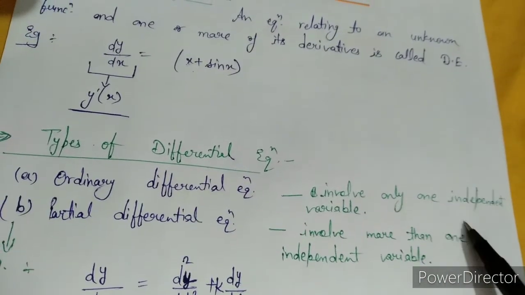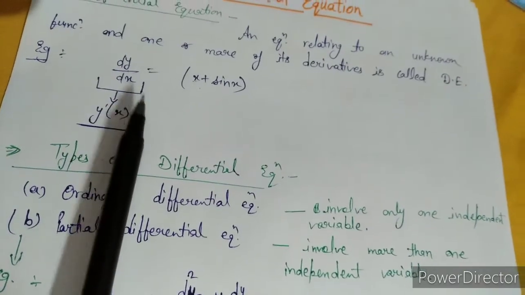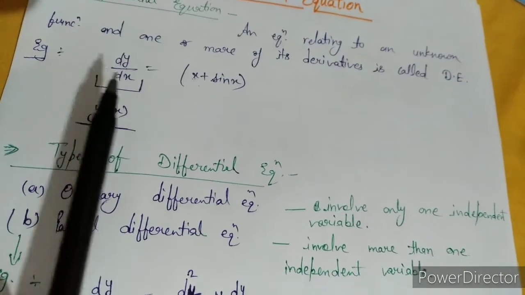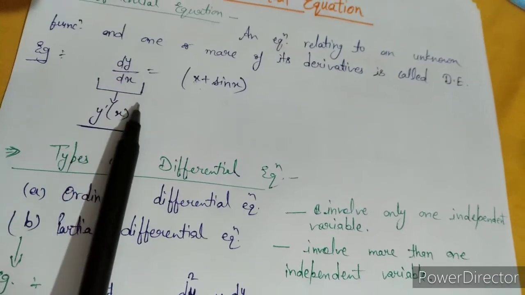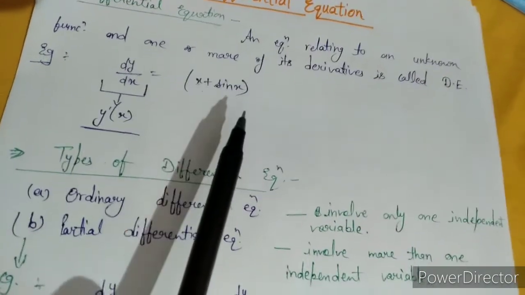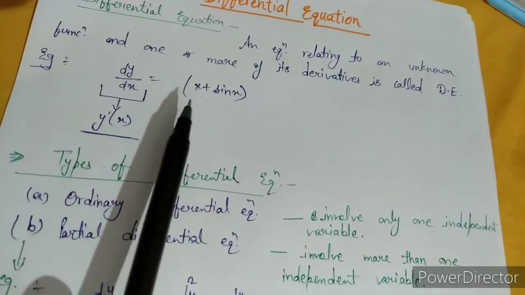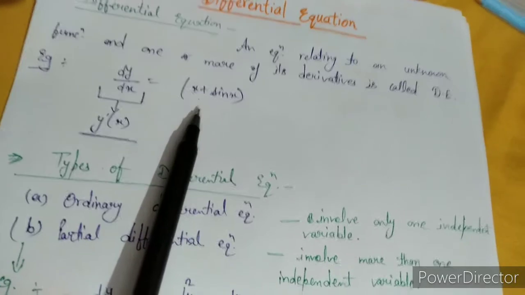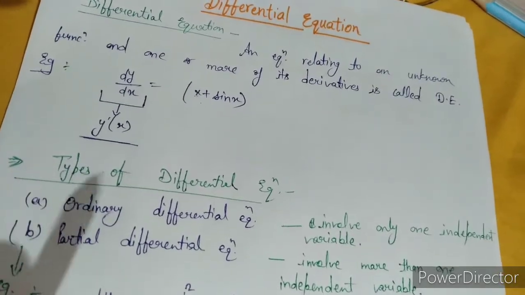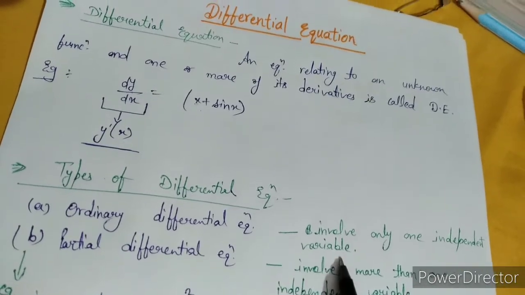only one independent variable is present here, like this. This is an example of ordinary differential equation. This is the y function that depends on only the x term. There is not any other term other than x. There is only one independent variable, and that is x. Okay, so this ordinary differential equation involves only one independent variable.